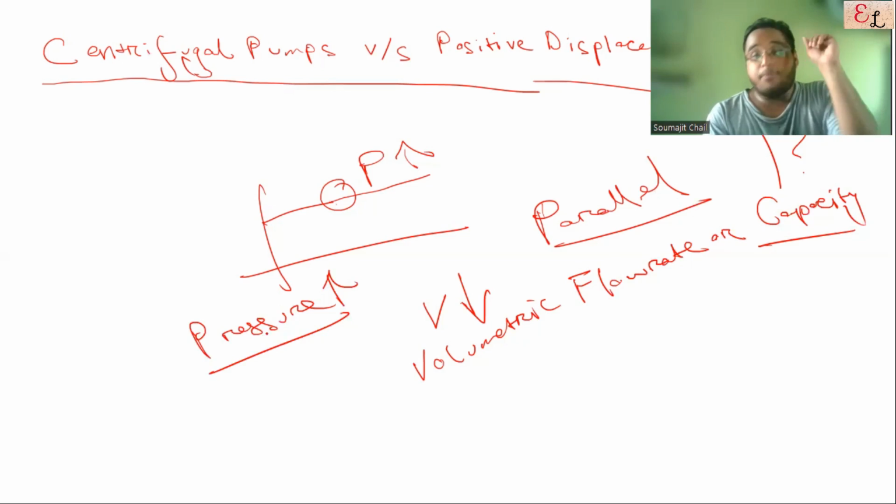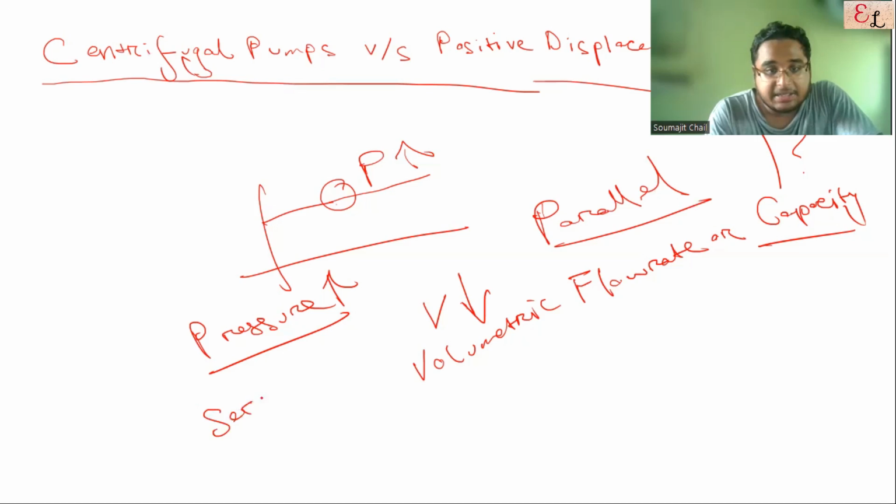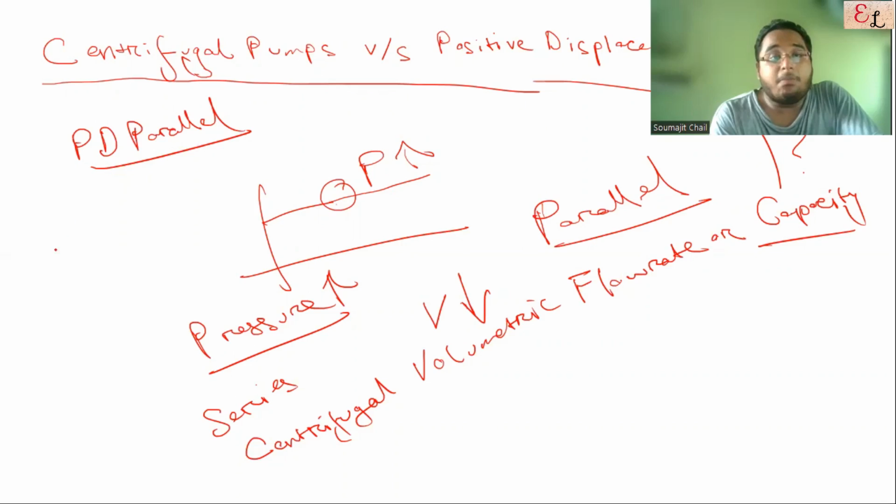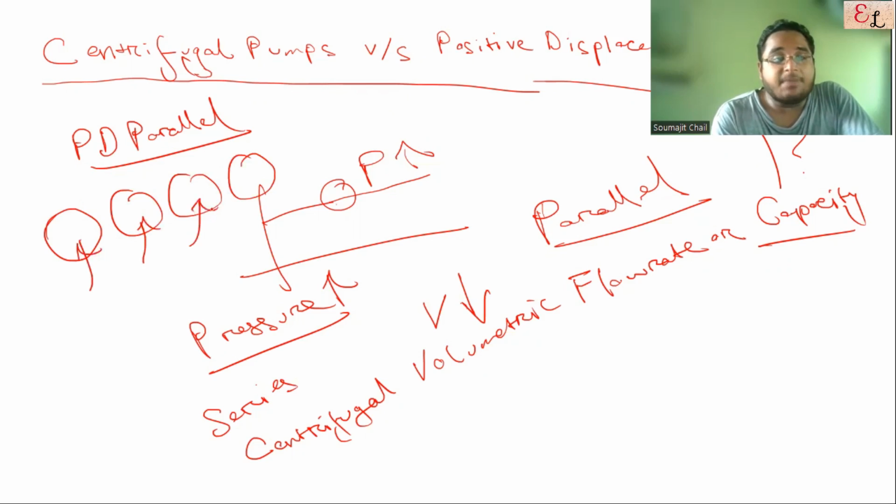Now, what if you need both high capacity and high pressure? Then you can either go for, my friends, centrifugal pumps in series, or, my friends, you can go for, I'm writing positive displacement as PD, positive displacement parallel pumps. So what happens when we go for positive displacement parallel? Multiple positive displacement pumps increase the total capacity. Now, multiple pumps can deliver at high pressure and can take multiple capacity of liquids along with.